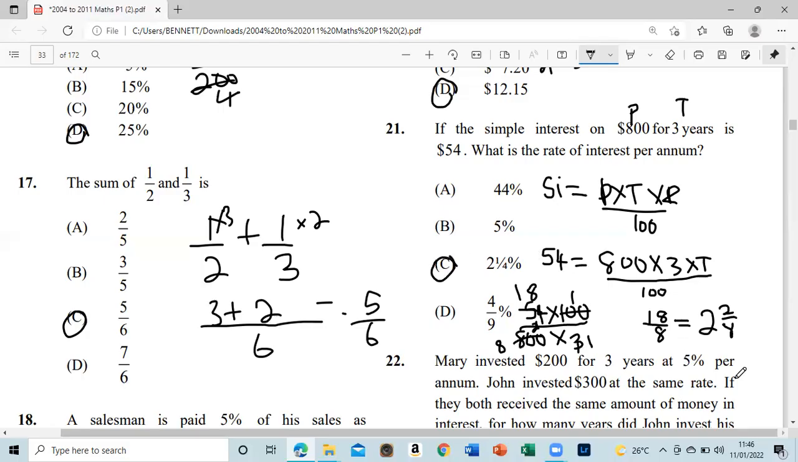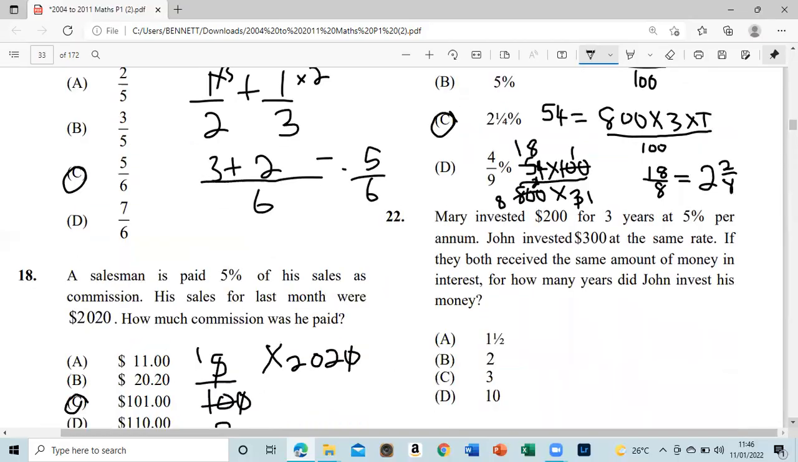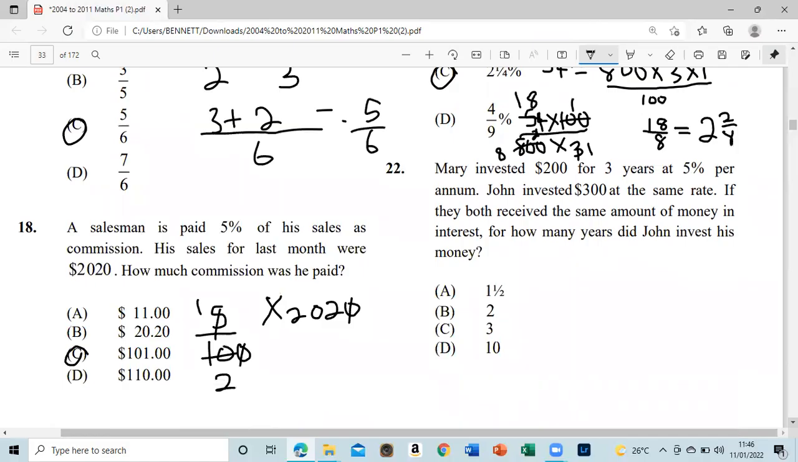percent. Good job, guys. We did this one on the last paper. As I see it, Mary invested 200 for 3 years at 5% per annum. John invested 200 at the same rate. So let's work out how much Mary gets now. We did it on the last paper. However, not everyone might have seen the last one. You need to go back and check that, all right?